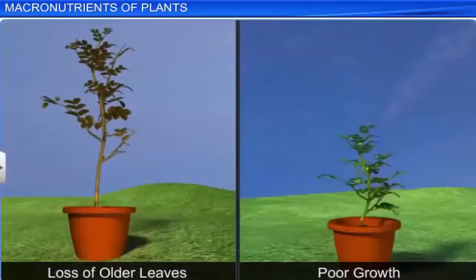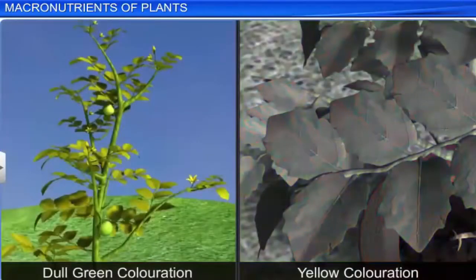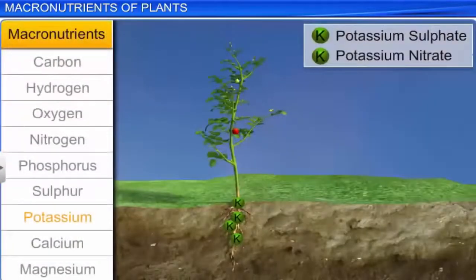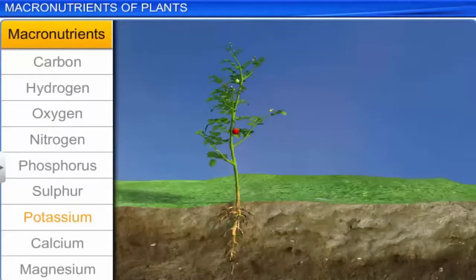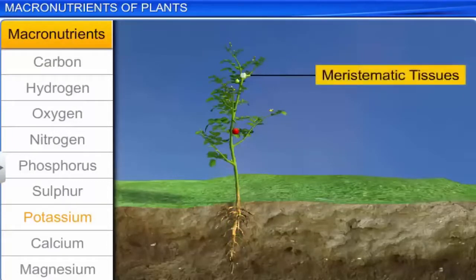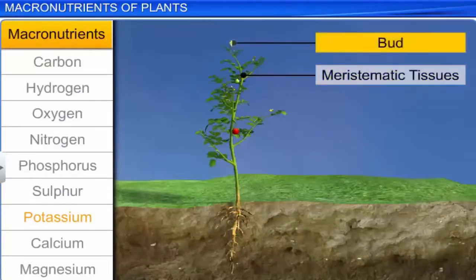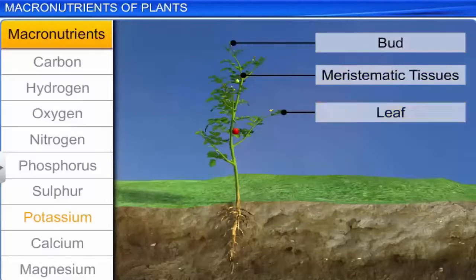The deficiency of phosphorus causes symptoms like loss of older leaves, poor growth, dull green coloration of older leaves, and yellow coloration of lower leaves. Potassium sulfate and potassium nitrate supply the plant with potassium. It is required by meristematic tissues, buds, leaves, and root tips.